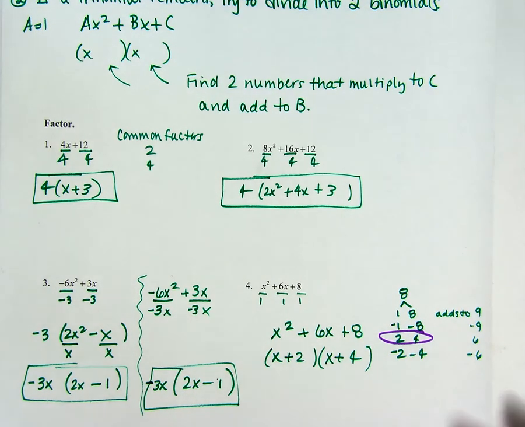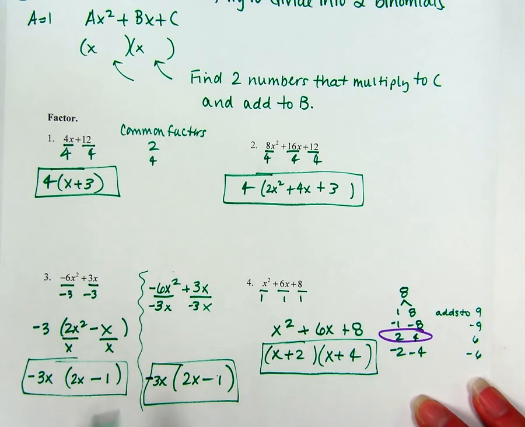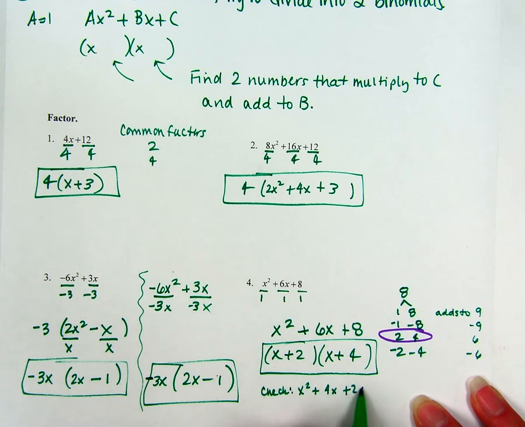And we can check by multiplying. If I were to do first times first, I get x squared. Outer times outer is 4x. Inner times inner is 2x. And last times last is 8. If I add those together, that gives me 6x. Okay, but this is actually my answer.